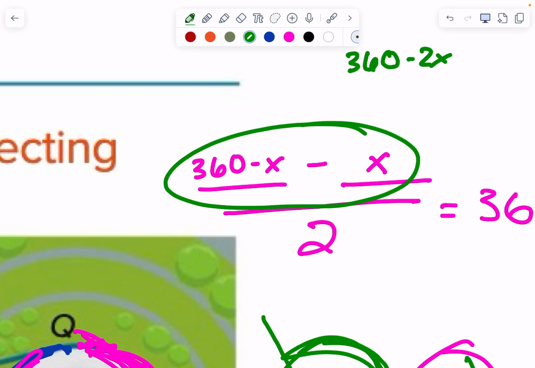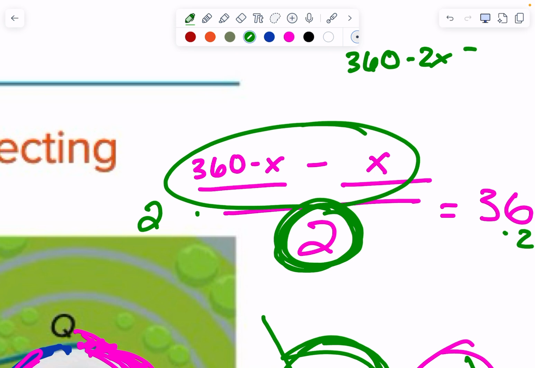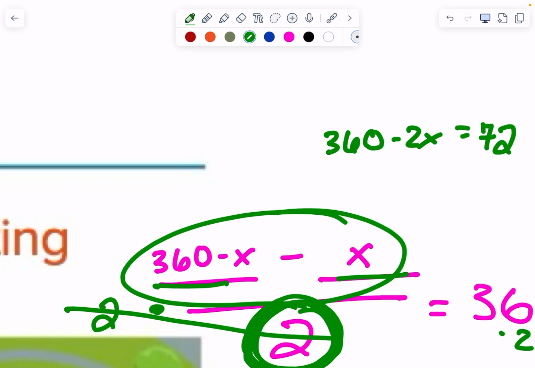360 minus 2x. Okay, I want to get rid of this 2, so I'm going to multiply the 2 over. You see what I just did? I get rid of the 2. What's 36 times 2? 72. So the big arc minus the small arc ends up being 360 minus 2x. I get rid of this 2 by multiplying the 2 to the other side, so they cancel here, and that's 72. Okay, now I'm trying to solve for x.